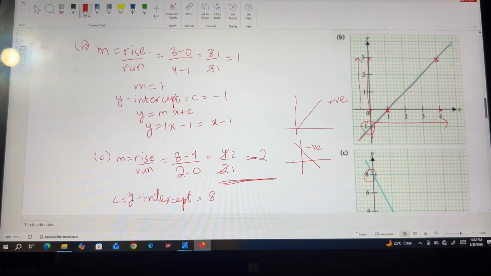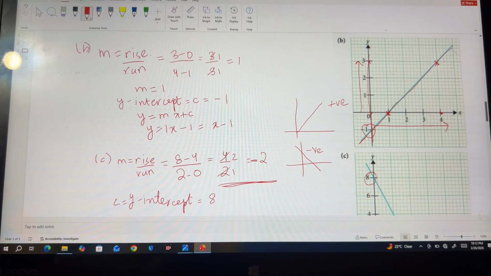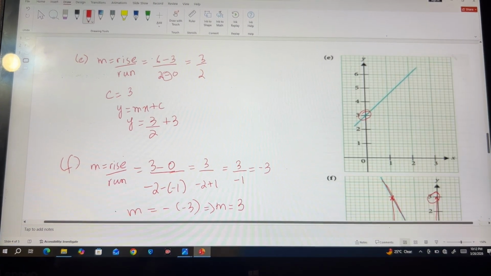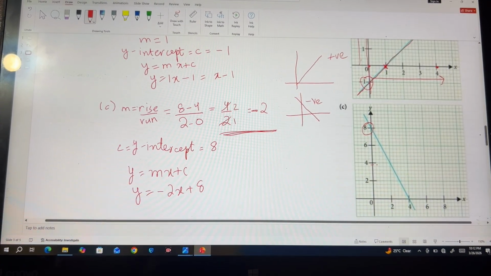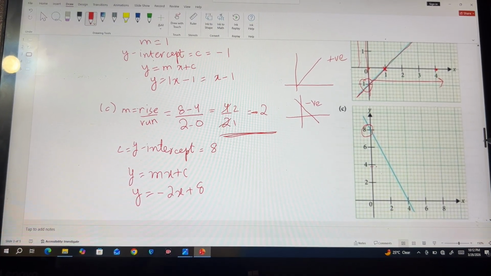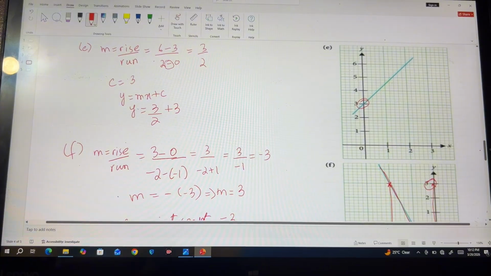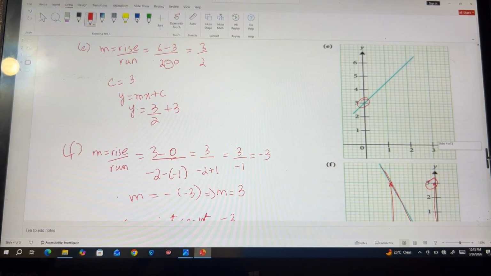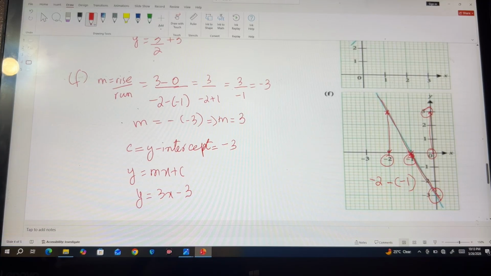This is the solution of part B. You can take help from it. This is part C. Pause the video over here. This is part E. And this is F.